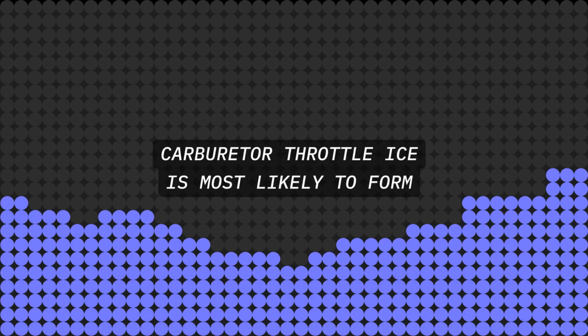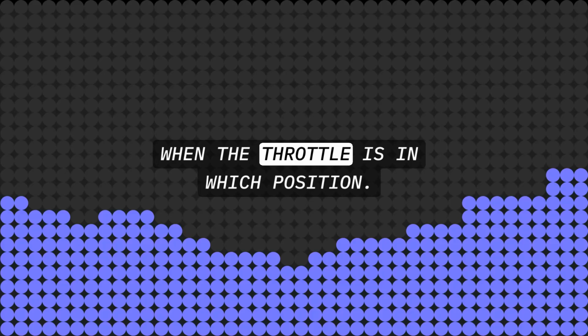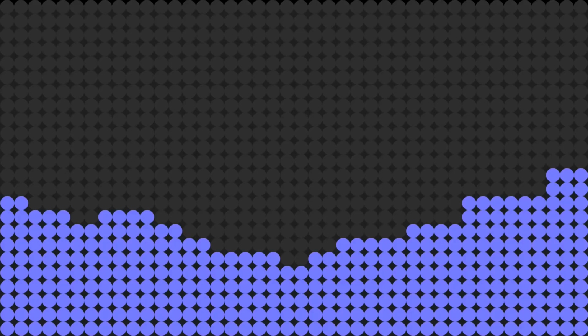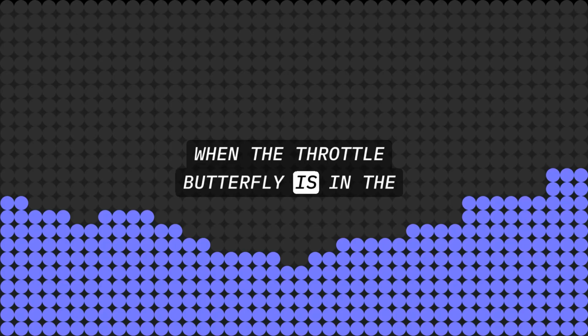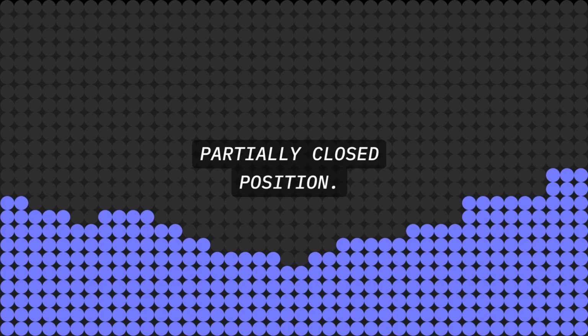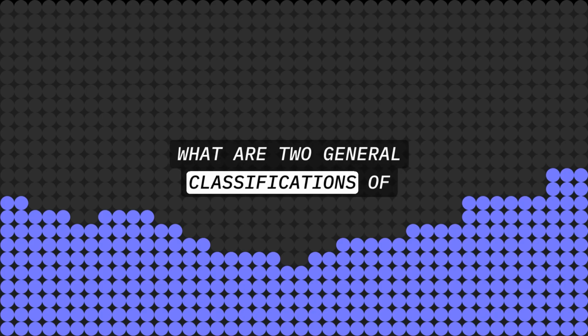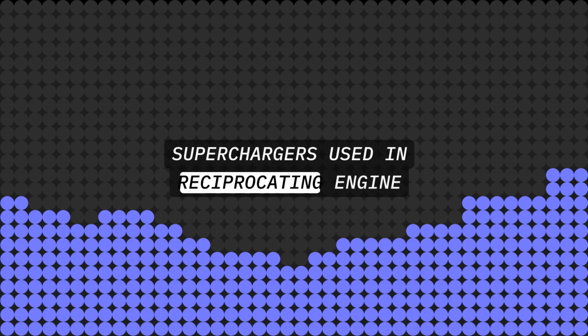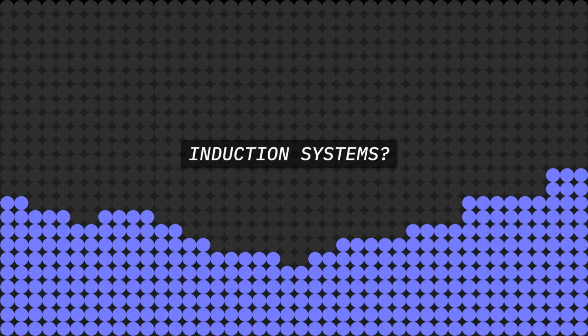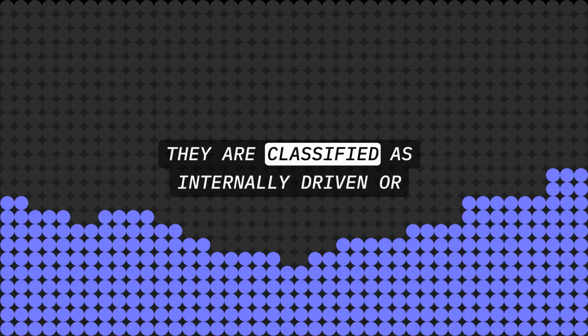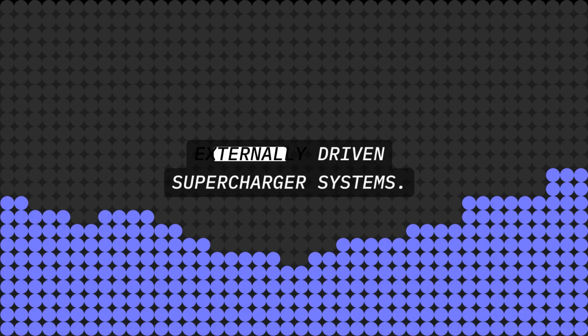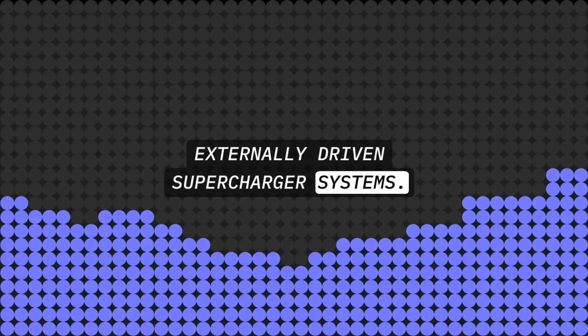Carburetor throttle ice is most likely to form when the throttle is in which position? When the throttle butterfly is in the partially closed position. What are two general classifications of superchargers used in reciprocating engine induction systems? They are classified as internally driven or externally driven supercharger systems.